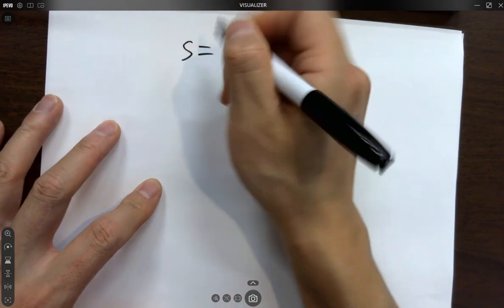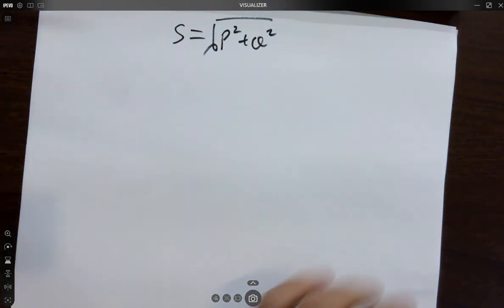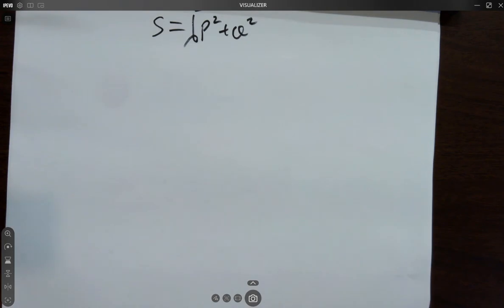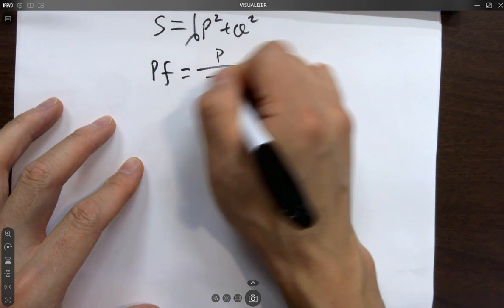Anything we need to do here? Apparent power, okay? Told you, apparent power. How to calculate apparent power? Square root of P squared plus Q squared, right? Find the power factor. How to calculate power factor? Repeating.